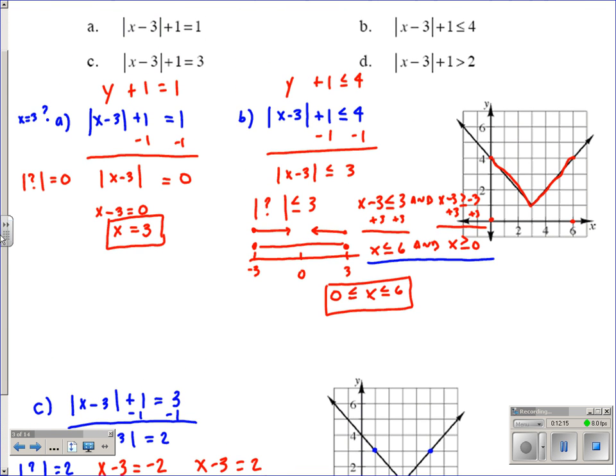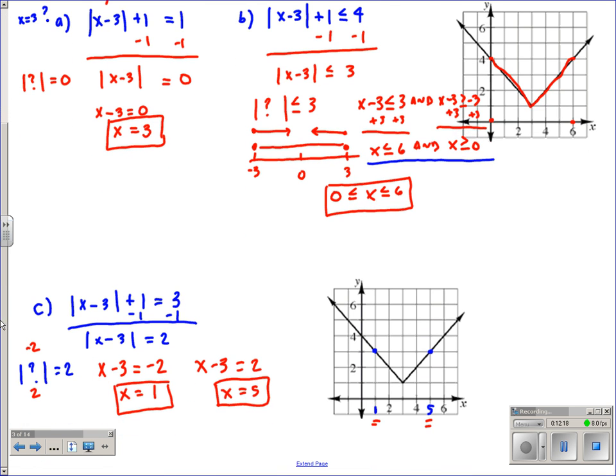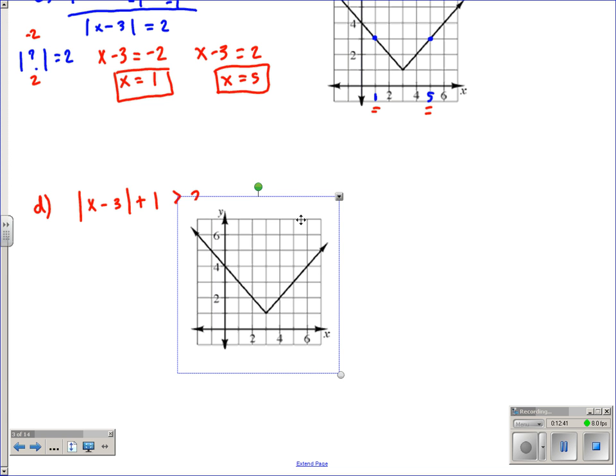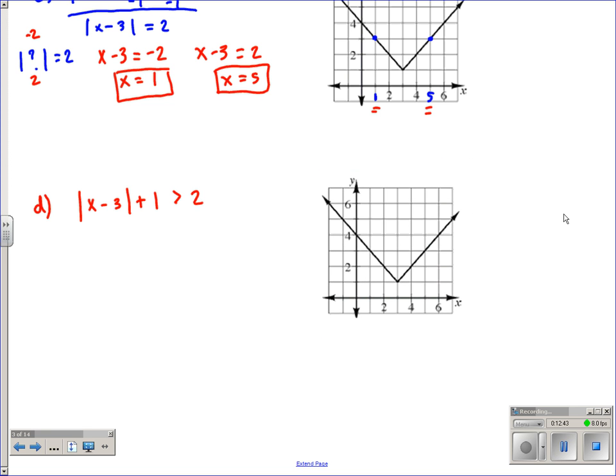All right, last one here. We're going to talk about part D. This time we're looking for all the values that are greater than 2. Let's make a little bit more room. So the absolute value of x minus 3 plus 1 is greater than 2. Just go ahead and pull out one more graph here. So now we're looking for all the values in this function that have outputs greater than 2. And let's just go ahead and highlight where those are.